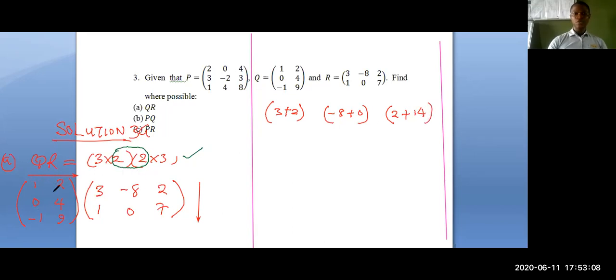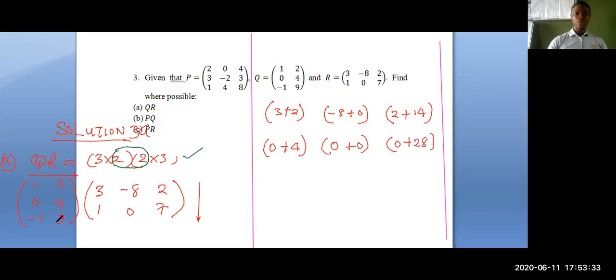Now the next row comes under here. Our next answer will come under here. So 0 times 3 will give us 0. Then, of course, 4 times 1 will give us 4. Then 0 will times minus 8 to give us 0 again. And 4 times 0 to give us 0 also. And 0 will times 2 again to give us 0 plus 4 times 7 to give us 28. So that's what we have.